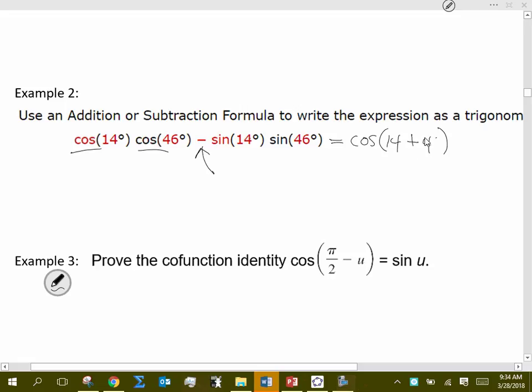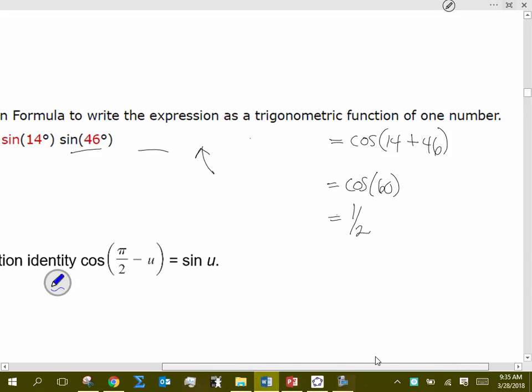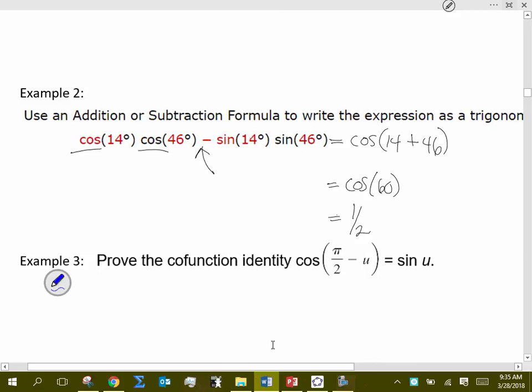14 and 46. What is 14 plus 46? 60. And what is cosine of 60? 1/2, right? So that's kind of what they're asking you to do there in that question. It says use an addition or subtraction formula to write the expression as a trigonometric function of one number. Cosine of 60 would be that trigonometric expression of one number, but we can evaluate that even further down to 1/2.